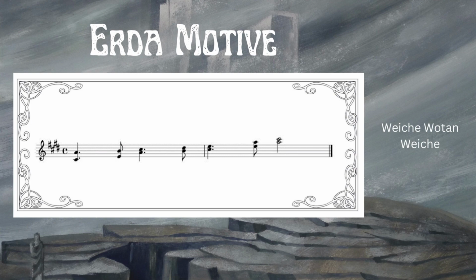When Erda appears, the music changes character. A mystical motif is heard, the so-called Erda motif. It is related to the Genesis motif we heard in the prelude, but sounds at a measured tempo and in a minor key.